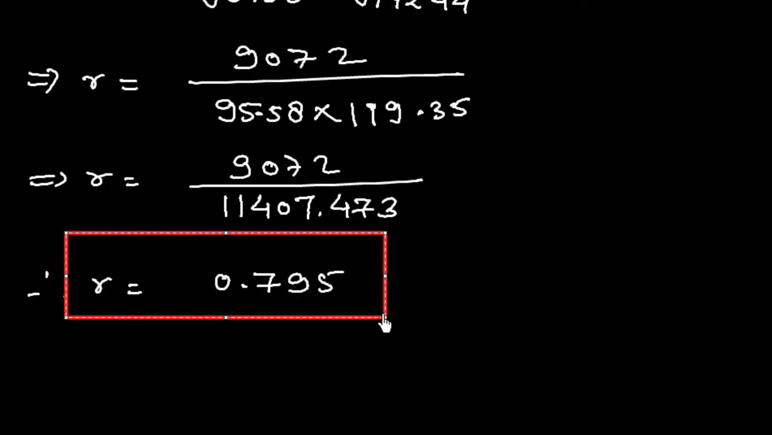This is the Karl Pearson coefficient of correlation of group data. Because the Karl Pearson coefficient always lies between -1 and 1, including -1 and 1. So it is between -1 and 1. So our answer is correct. Thank you.